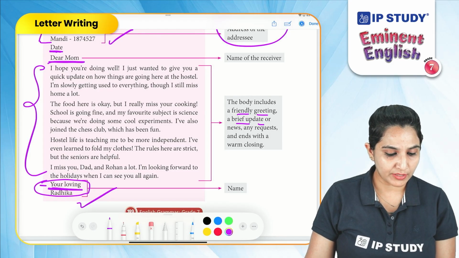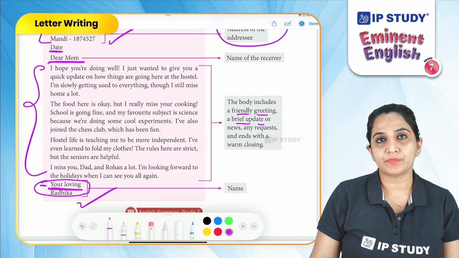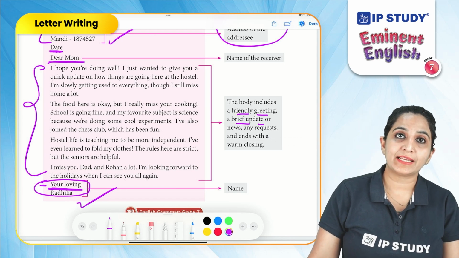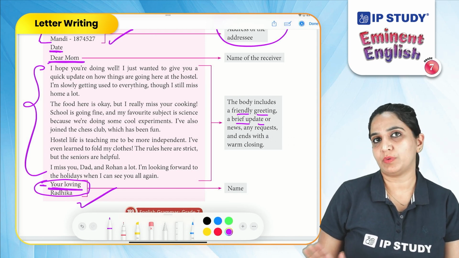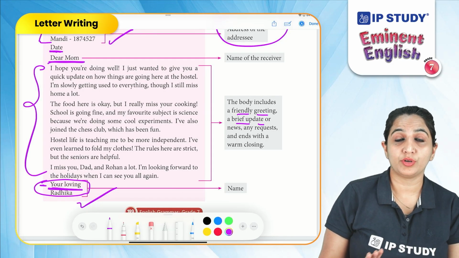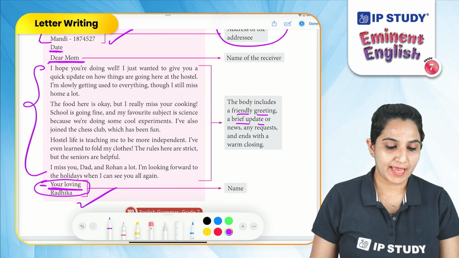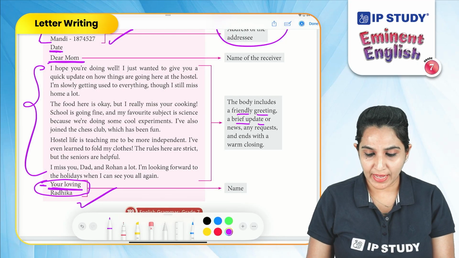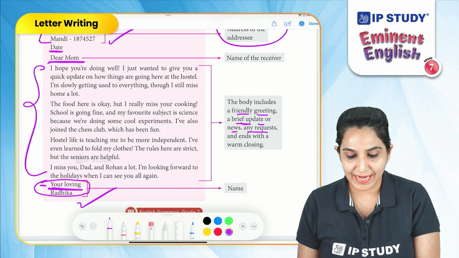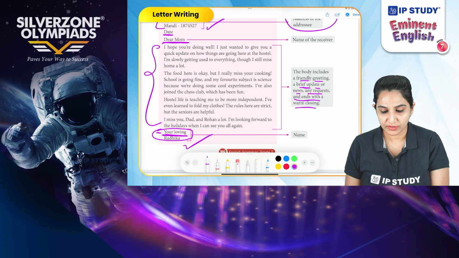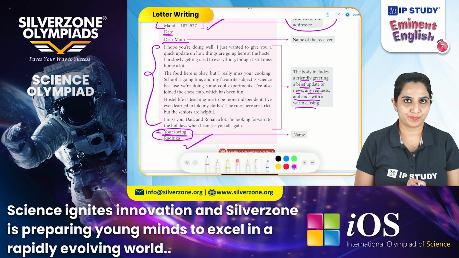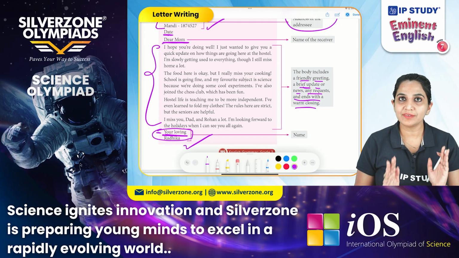And the closing salutations, yours lovingly, your darling, yours affectionately, all of these are written in informal letters because these are personal letters. These are not used professionally. And in the body, you write a friendly greeting, a brief update, or news or any request and end it with a warm closing because you're giving the personal touch. And then you send it through the post.